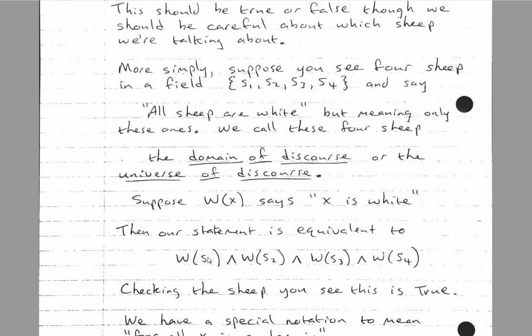All right, so is this statement true? Well, okay, you take a look at the sheep. Yeah, they're all white in this field, so this is true. So your statement, all these sheep are white, is true in this case. 4 white sheep.